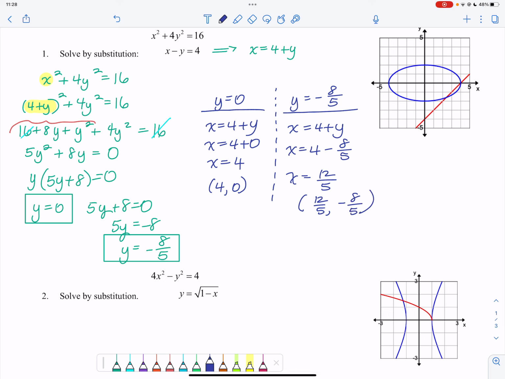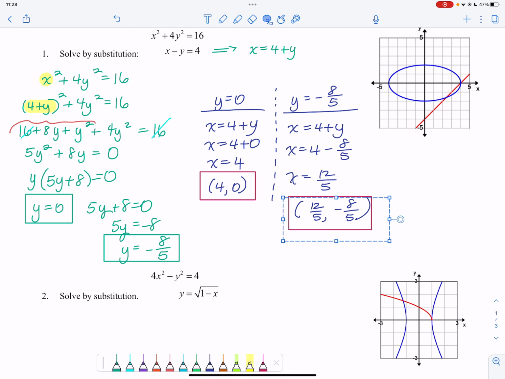Keep in mind that the solution of a system in two variables must be an ordered pair, or I should say ordered pairs. So 4, 0 is a solution, and 12/5, negative 8/5 is also a solution to the system.